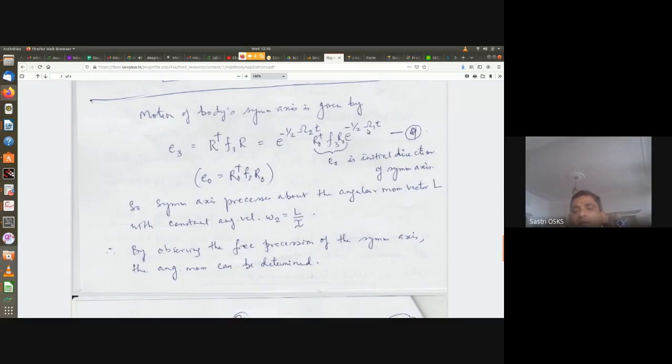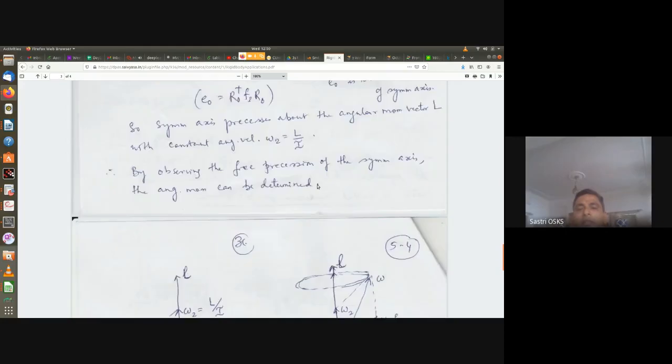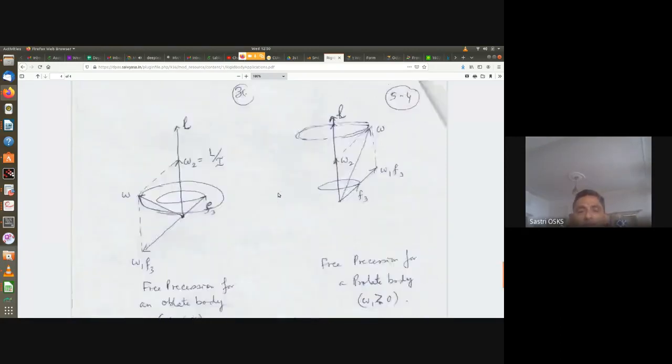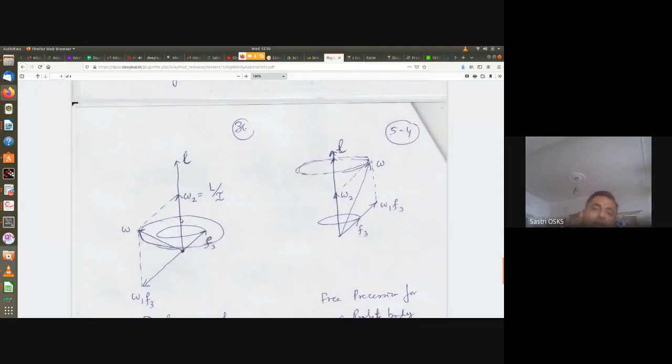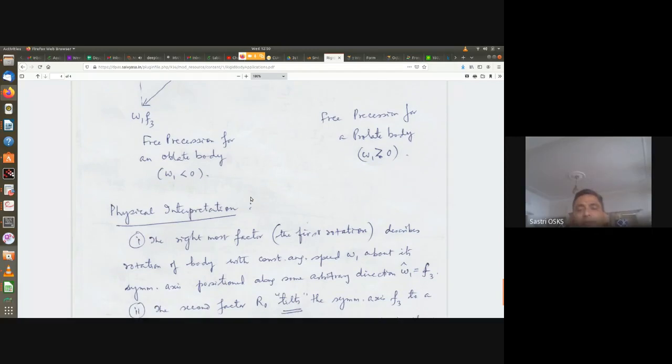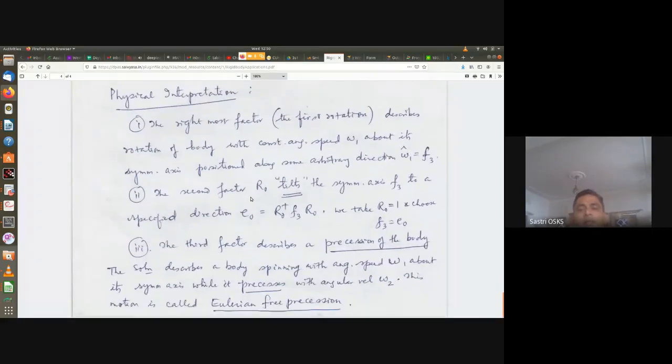So this is positioned along some arbitrary axis, and then the second factor R naught tilts the symmetry axis F3 to a specified direction E naught. F3 was originally in this direction, but now in this problem F3 is shifted here, and that's because of the omega 1 factor. That is now rotating with respect to that. So R naught is chosen as 1, so F3 will be equal to E naught.